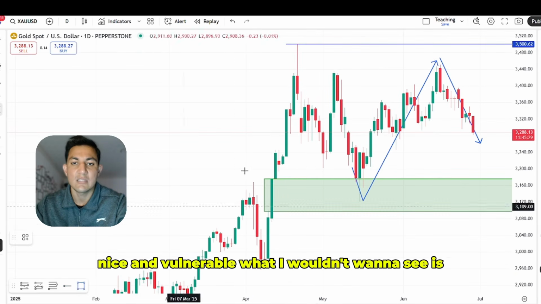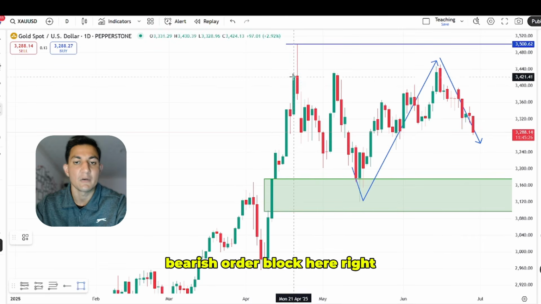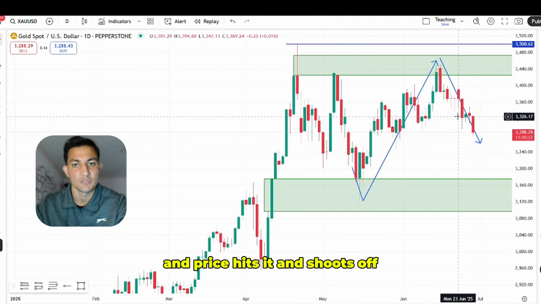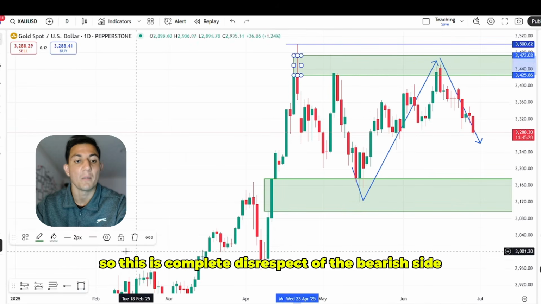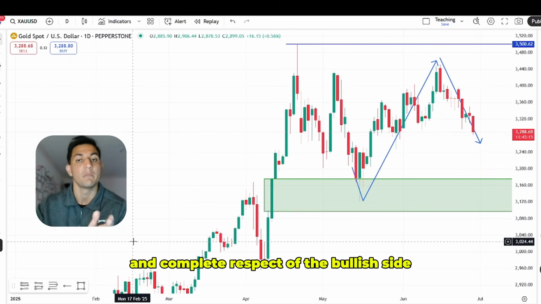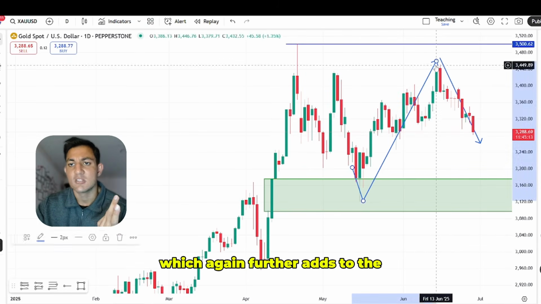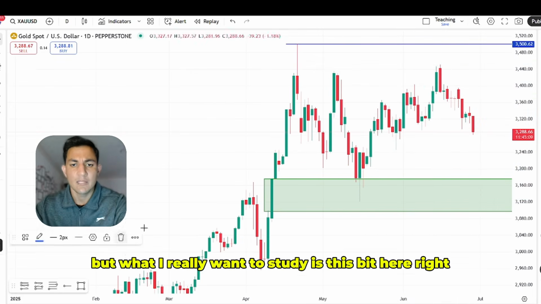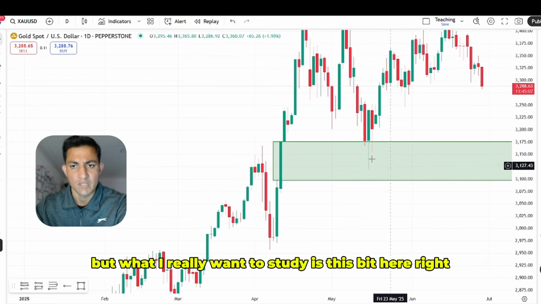What I wouldn't want to see is, imagine if this was like a big bearish order block here, right? And price hits it and shoots off. You would not want to see that. So this is complete disrespect of the bearish side and complete respect of the bullish side, which again further adds to the analysis or probability that we are bullish, right? But what I really want to study is this bit here, right?